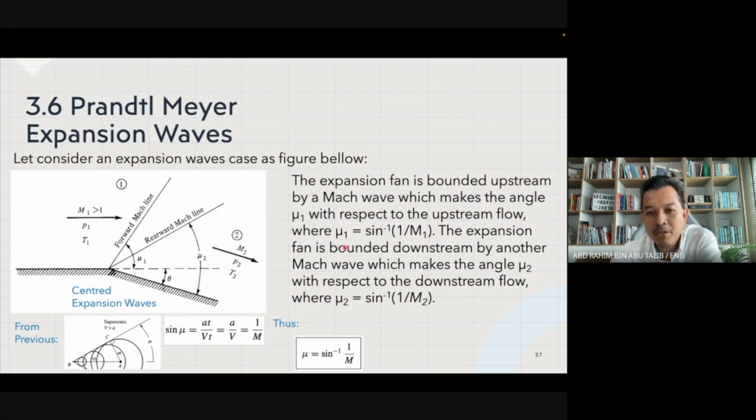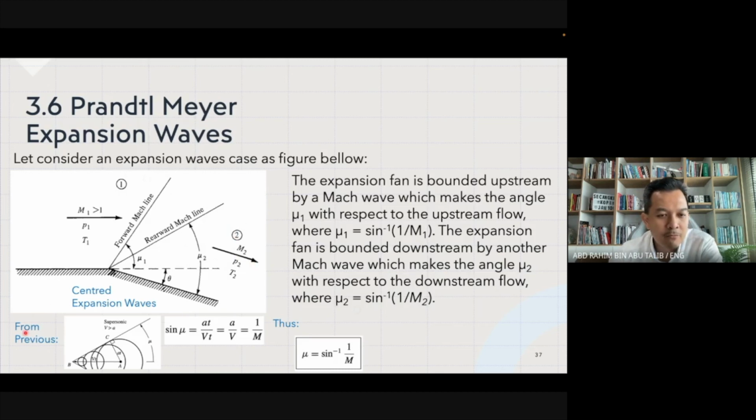Okay, so the expansion fan is bounded downstream by another Mach wave, which makes the angle mu2. So this is the forward Mach line, and this is the rearward Mach line, because it is an expansion fan. So you have mu1 and mu2 over there, right? With respect to the downstream flow, where mu2 equals sine to the power minus 1 of 1 over the Mach number at region 2. So this is region 1, and this is region number 2, right?